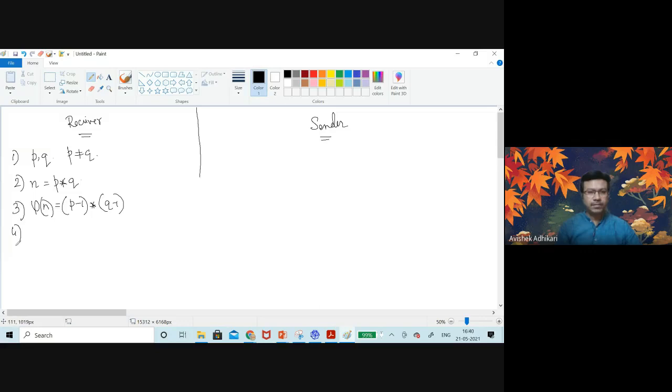Then she is going to choose some e such that GCD of e and phi n is 1. So this is the Euler Phi function.